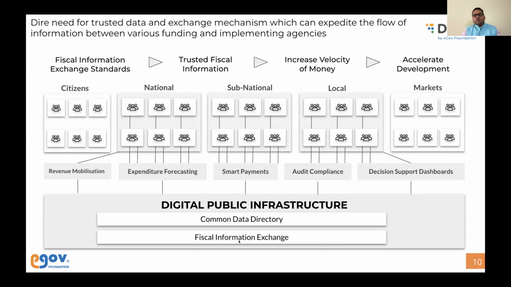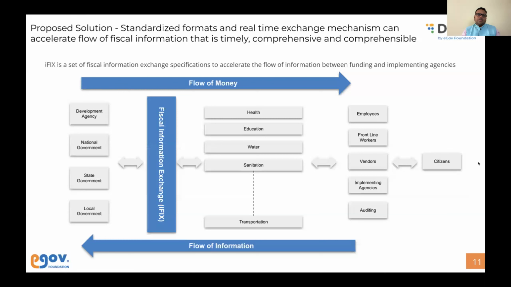So how would a core DPI look like, which has the data directory, the information exchange, and also solutions built on top of it to support different government functions? So that is what led us to the Fiscal Information Exchange Platform, or IFIX, which is actually a set of fiscal exchange specifications that accelerates information flow between a funding and the implementing agency.